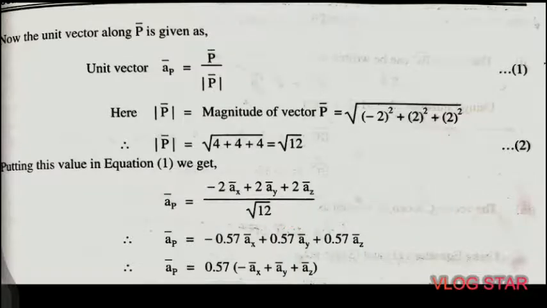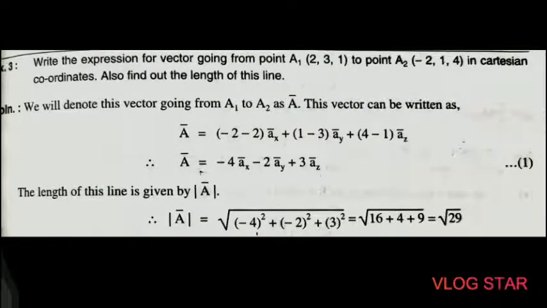Okay, let us solve the second problem. Write the expression for the vector going from point A1 having coordinates (2, 3, 1) to point A2 having coordinates (-2, 1, 4) in Cartesian coordinates. Also find out the length of this line. So here first of all again we have to draw the vector from the A1 point to the A2 point. This is our A1 point and this is the A2 point. A1 is the starting point and A2 is the terminating or ending point.